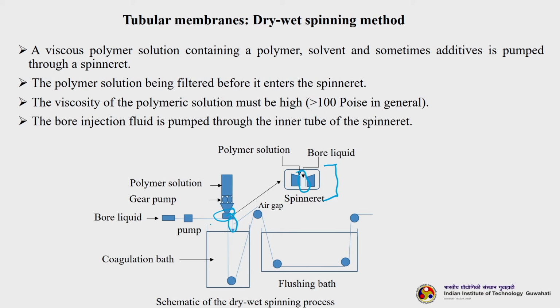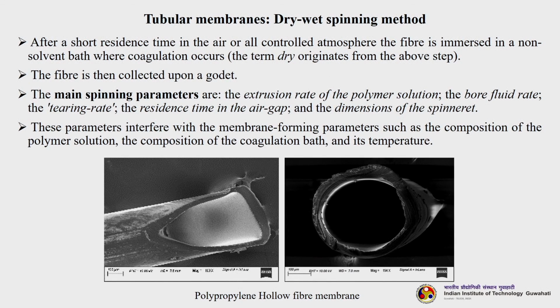The air gap plays a lot of role in deciding the type, quality and thickness of the membrane, and then it goes through a coagulation bath and flushing bath, before it goes to final drying. So, after a short residence time in the air or a controlled atmosphere, the fiber is immersed in a non-solvent bath where coagulation occurs. So, the term dry originates from the above steps. Okay, we are calling it a dry wet spinning method. So, the fiber is then collected upon a godet.